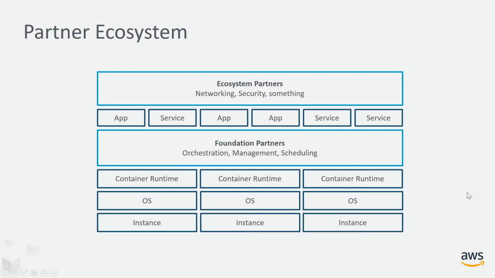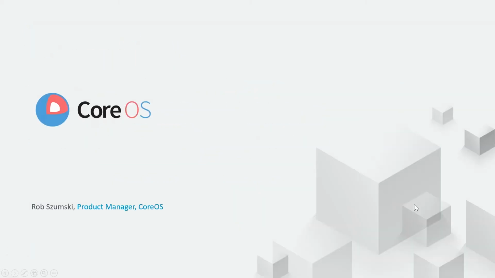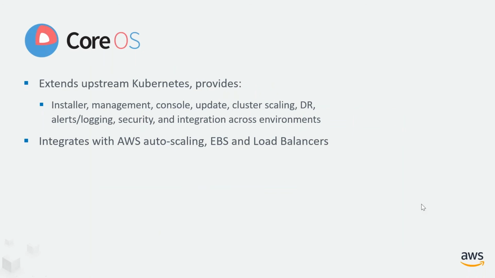And then in the top blue box, we have ecosystem partners that can provide additional capabilities around network, security, continuous integration, and deployment to help you move your containers in a secure fashion from development environments into production.